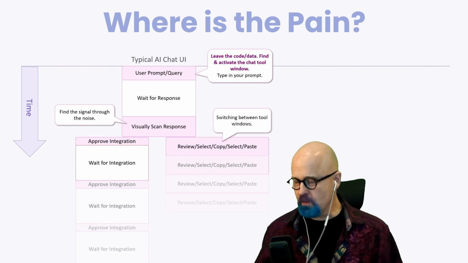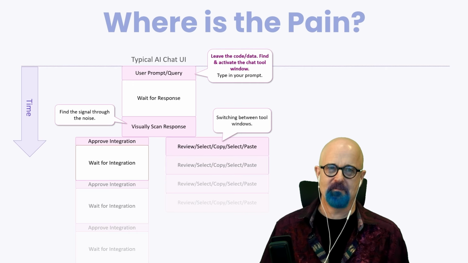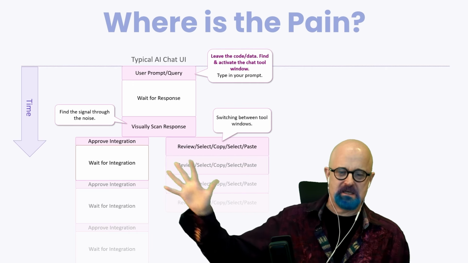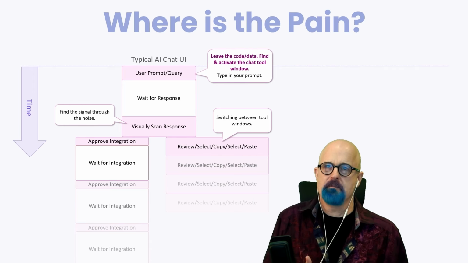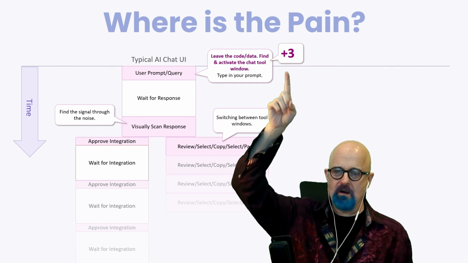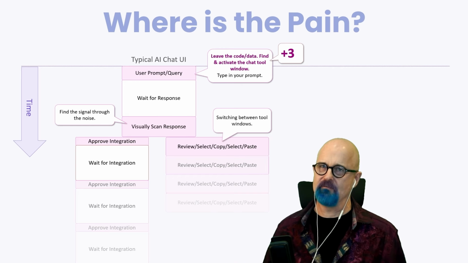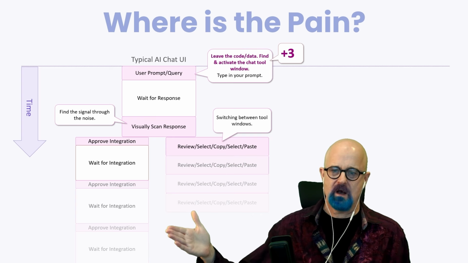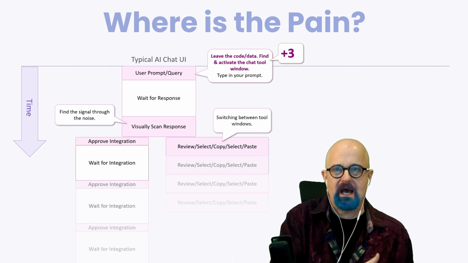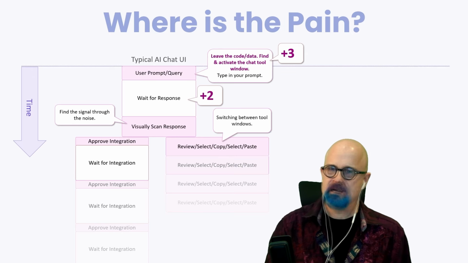So using an arguably biased and arbitrary scale, the pain scale, my pain scale, I'm going to rate these different areas in terms of what their overall influence is on my personal pain. So up here, I give it a +3 on my scale. And my scale is basically going from 1 to 5, where 5 is kind of a really big deal. So here I've got a +3 right here because I have to leave the code, leave the data, find and activate the chat tool window, and then start typing. Right over here, waiting for the response. I don't like to wait, so that's always a pain for me.